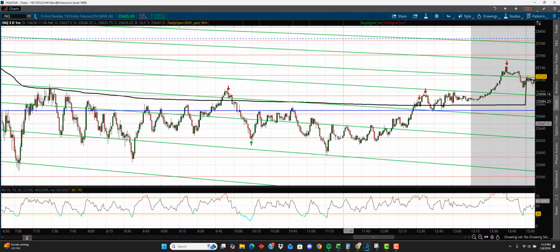And there were a bunch of shorts, right? Look at this angle acting as resistance. Look at how many times: one, two, three, four. So there were basically scalping trades today. And again, the levels and the angles played out very well based on the market.